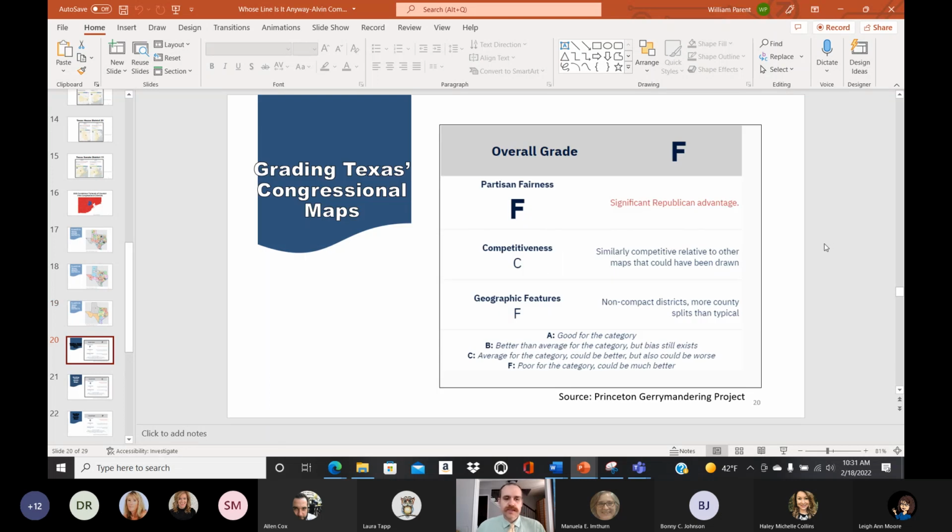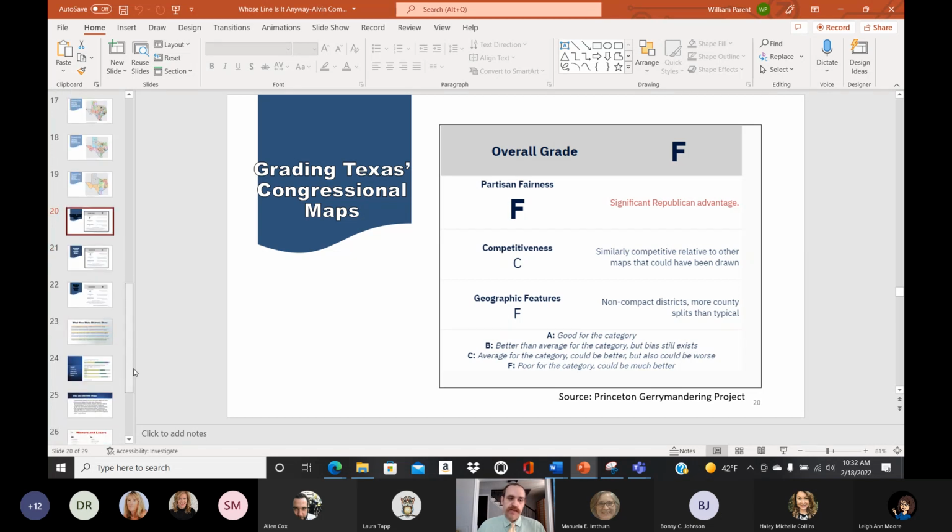Reading the Texas congressional maps. This is from the Princeton Gerrymandering Project. Partisan fairness, we received an F. Significant Republican advantage. Competitiveness, some early competitive relative to other maps that could have been drawn. We got a C. In geographic features, non-compact districts, more county splits than typical. And so, just at first glance, this process of redistricting was highly partisan, lots of gerrymandering, and I think for a lot of us, we're not all that surprised.